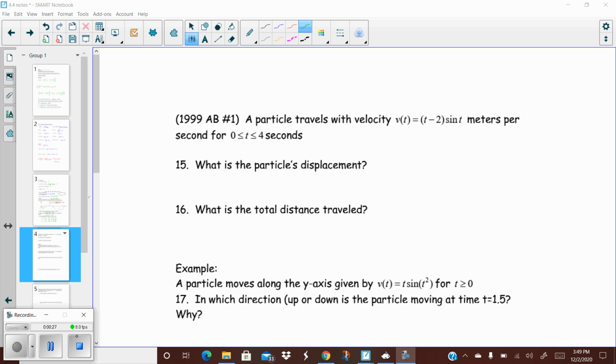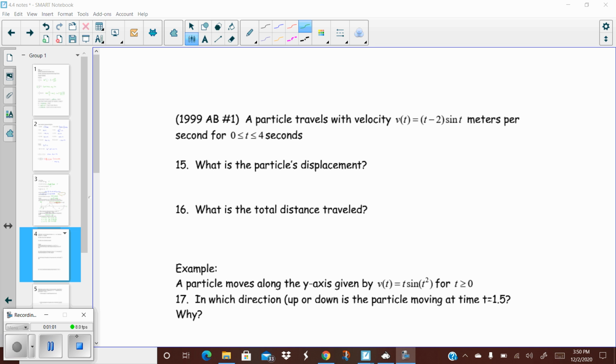So the first one says, a particle travels with a velocity given as v of t equals quantity t minus 2 times sine of t meters per second from 0 to 4 seconds. We want to find the particle's displacement, and we want to find the total distance traveled. A couple of key things to this. First of all, this was on an old AP test. It is important to know that sometimes the setup of these problems is at least worth points. So just from the AP perspective, that's a good thing to know.